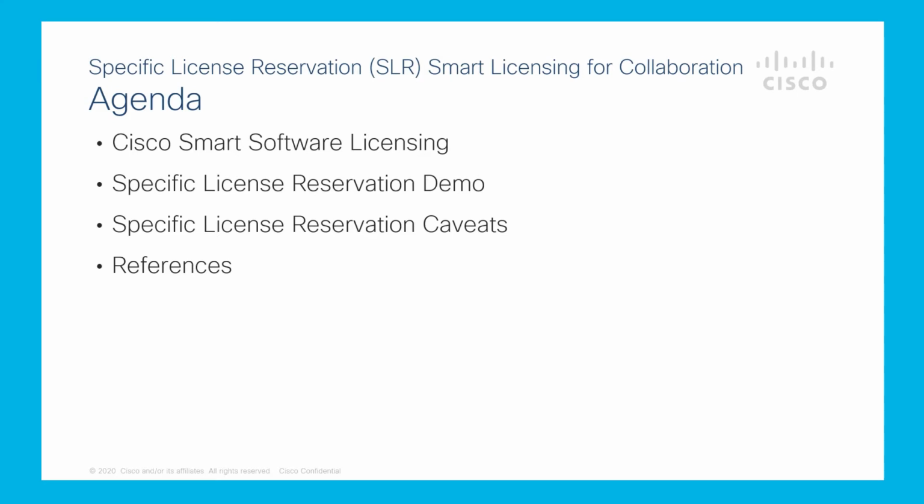In this demo session, I'll start with a quick overview of Cisco Smart Software Licensing, explaining how it works and where Specific License Reservation, or SLR, fits within this licensing framework. Next, I'll walk you through a specific license reservation operation, starting with an unlicensed system and finishing with a fully licensed system capable of supporting encrypted calling. Then at the end, I'll share a few caveats to be aware of when it comes to specific license reservation and a few references you can consult for more information.